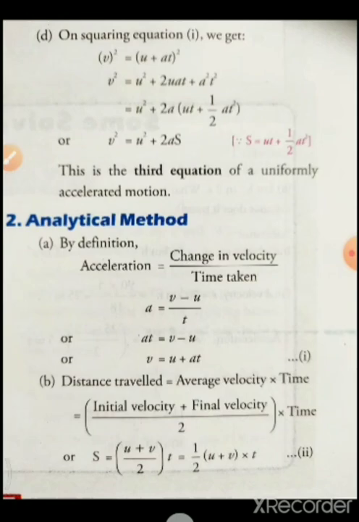The equations for the motion of a body moving with a uniform acceleration are given below. That is the first equation of motion, v is equal to u plus at. Second one, s is equal to ut plus half at square. And also we can write s is equal to half into (u plus v) multiplied by t. And the next equation, that is v square is equal to u square plus 2as.